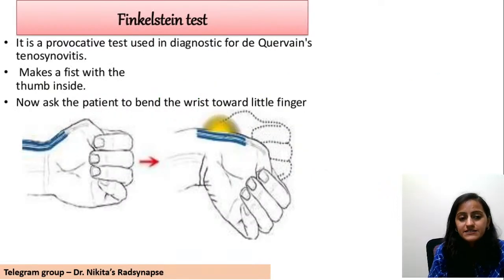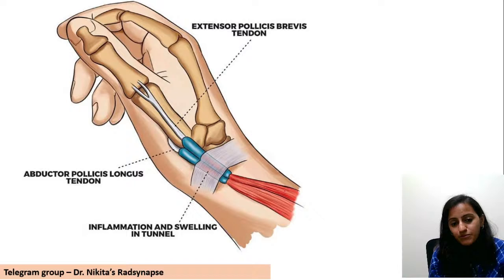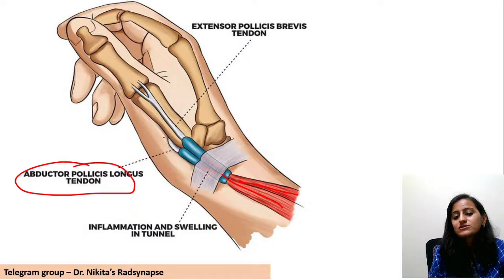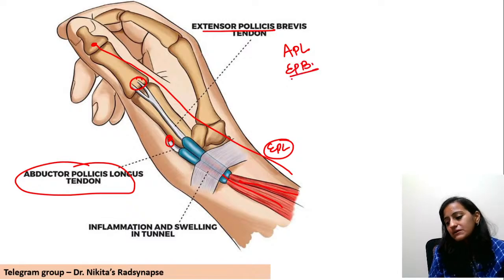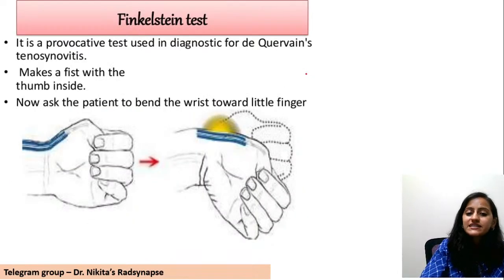Which tendons are affected? Basically the lateral border of the anatomical snuff box, which we saw yesterday, has two muscles, the abductor pollicis longus and the extensor pollicis brevis. Remember the muscle insertions we saw yesterday? APL on the metacarpal, EPB on the proximal phalanx, and then you have the EPL going on the distal phalanx. So the lateral one is your APL and EPB. So Finkelstein test, de Quervain's.